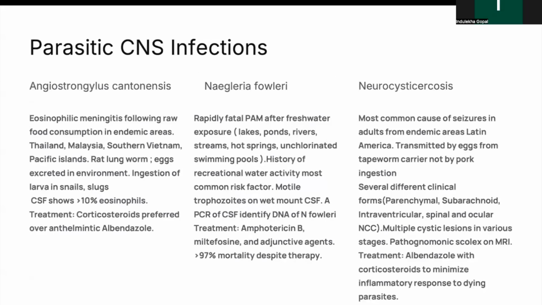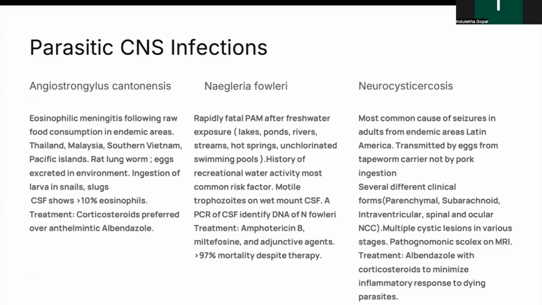So parasitic presentations. Angiostrongylus cantonensis. This is an eosinophilic meningitis following raw food consumption. There are certain endemic areas: Thailand, Malaysia, southern Vietnam, Pacific Islands. It's a rat lungworm. Eggs are excreted in the environment and larvae are ingested in snails and slugs. The key feature is the CSF finding. There will be eosinophils, 10% eosinophils will be seen. For treatment, corticosteroids are preferred over albendazole.